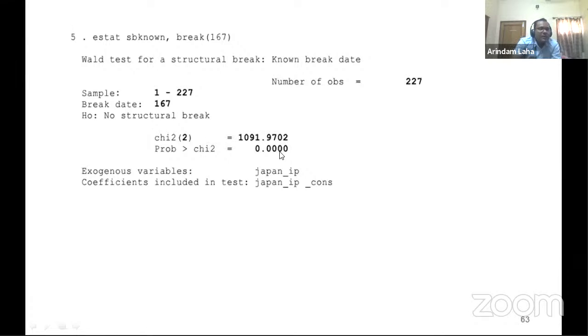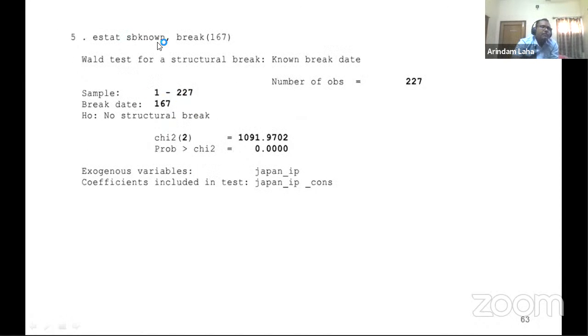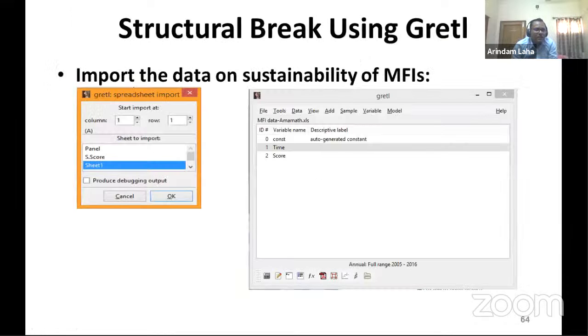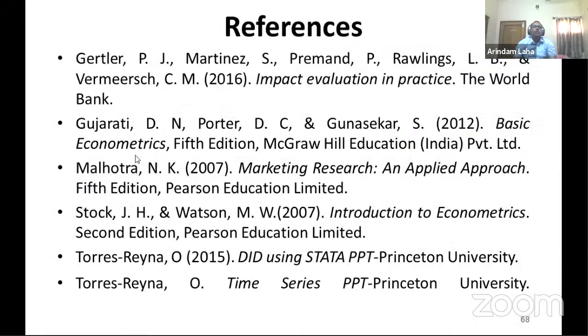So this is the alternative method. Either you can do your command by following what I have shown you earlier, or you can put the command in this way, with ASB single or ASB known. There also you can find a similar type of result. Due to time constraints, I want to stop here.